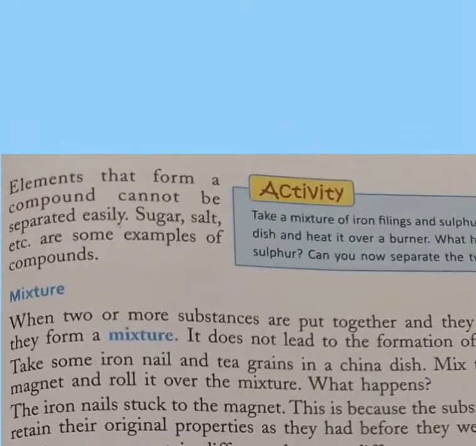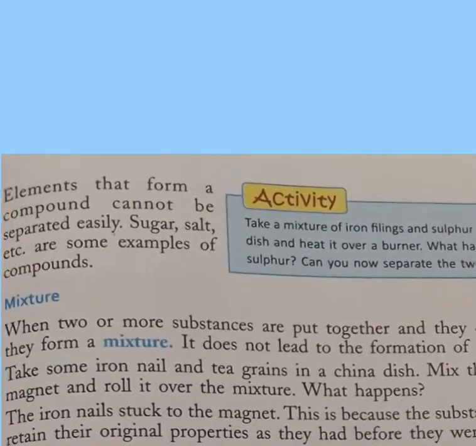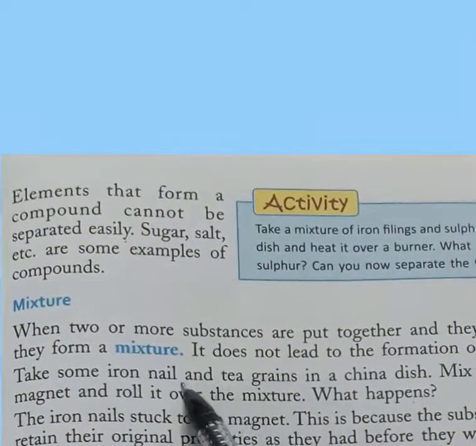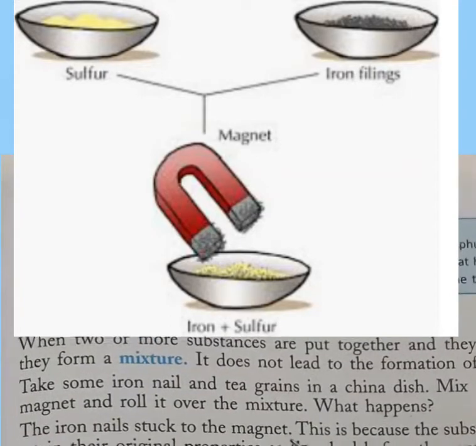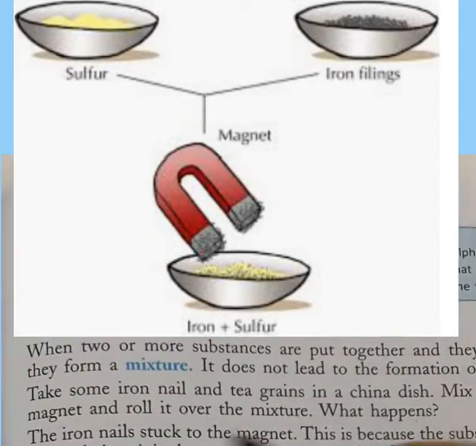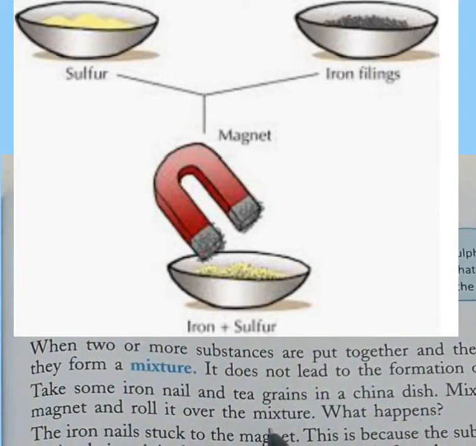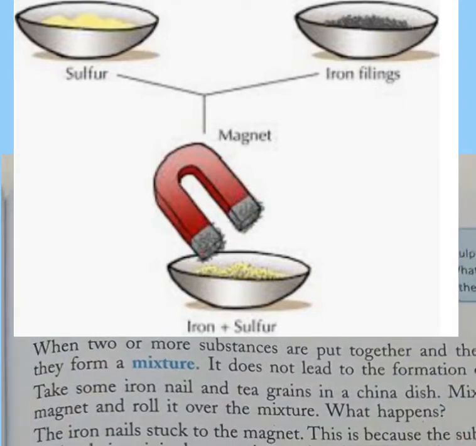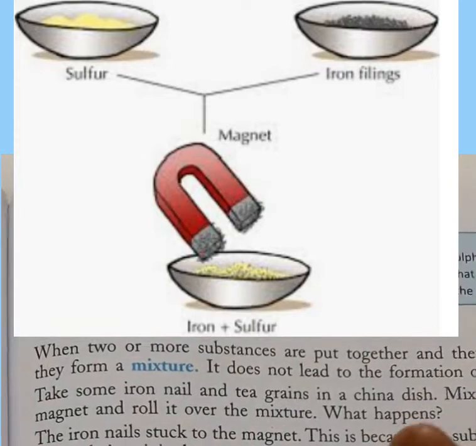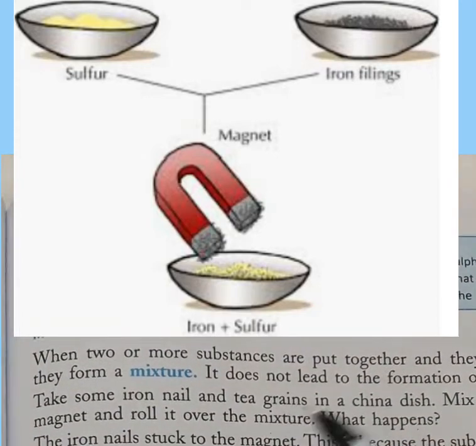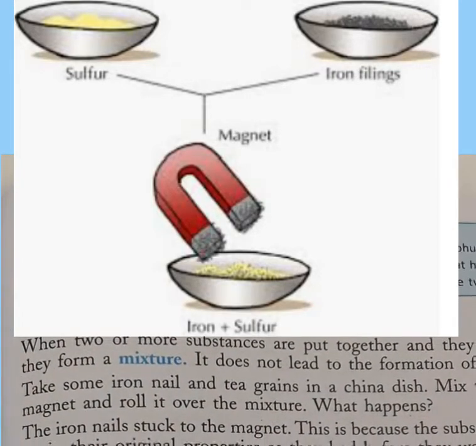Now students, tell me, can we separate that mixture of iron nail and tea grains? Can we separate the mixture of the two? Yes, we can separate them by using a magnet. And if we roll that magnet over that mixture, what will happen? The iron nail will get stuck to the magnet. The nail will stick to the magnet and the tea grain will be easily separated from that mixture.